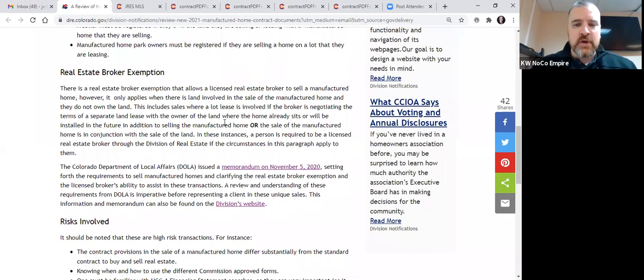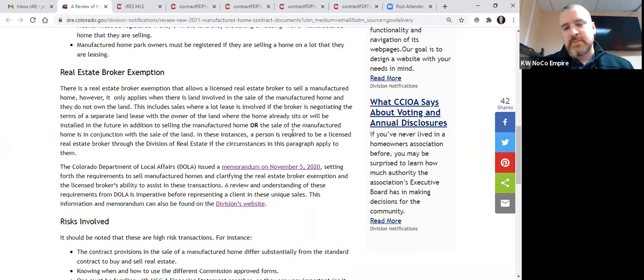Or the other part of the exemption is the sale of the manufactured home is in conjunction with the sale of the land itself. So that's that real property component, either the sale of the land or the leasing of the lot.